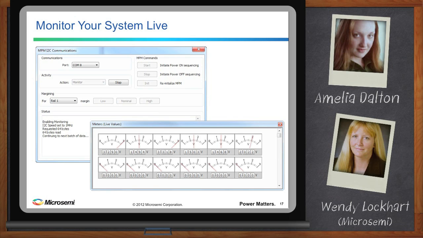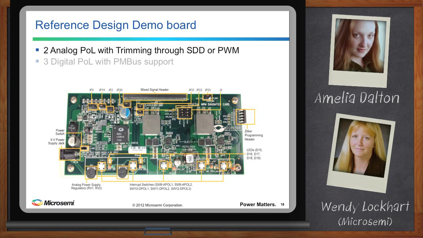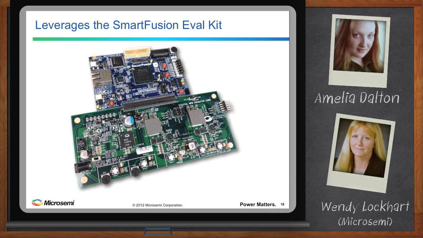Okay, when we get ready to run this in hardware, Wendy, what can we use? In order to accelerate evaluation of the MPM solution, we have a DMPM daughter card, which now supports 2 analog channels and 3 digital point of loads, including trimming and PMBus support. It has LEDs that are used to indicate enables and output signals, while switches can be used to introduce faults and test responsiveness. The daughter card can be used in conjunction with the SmartFusion evaluation kit or development kit, and is shown here with the evaluation kit.